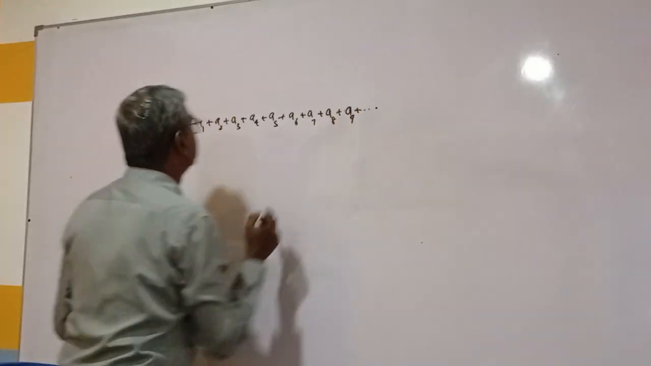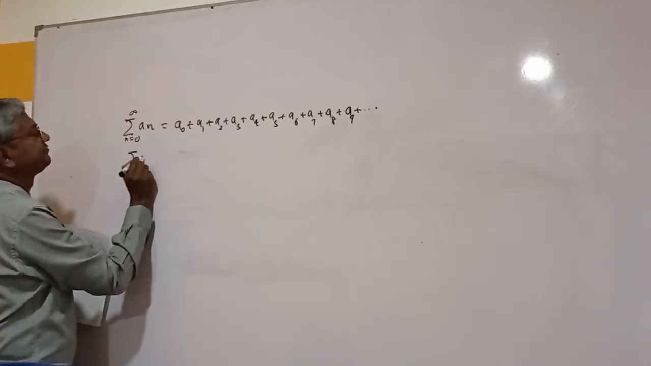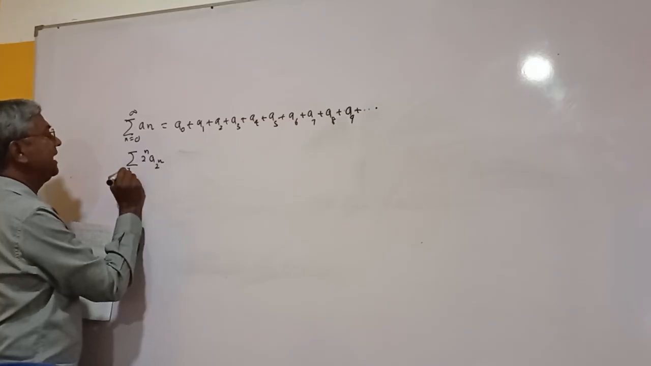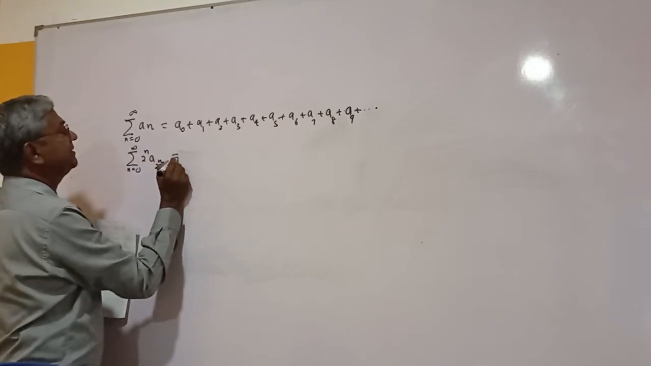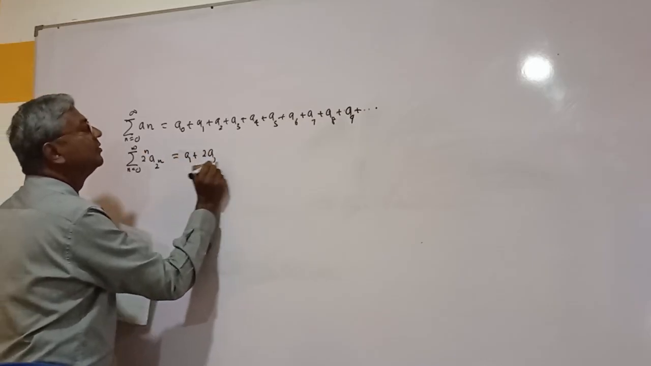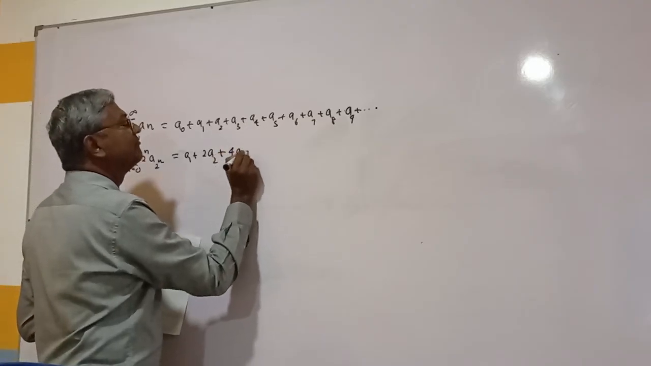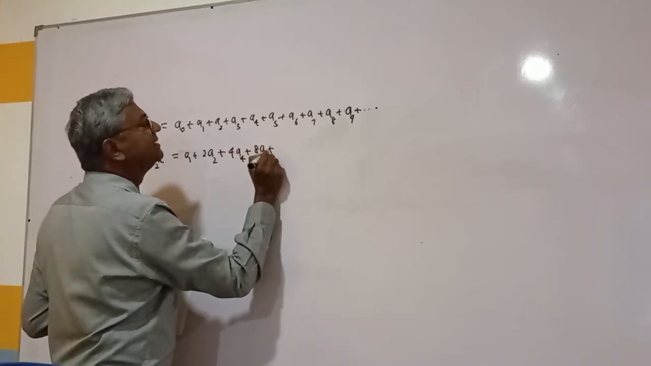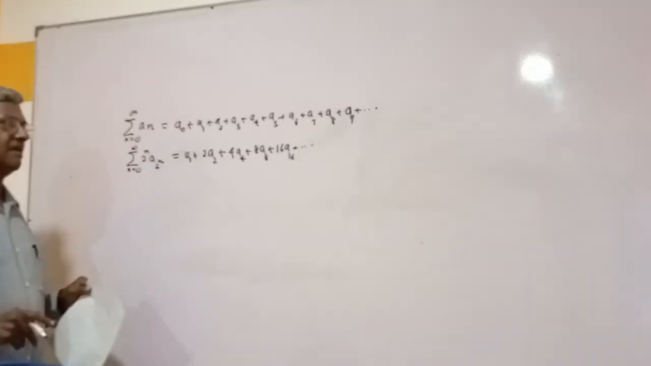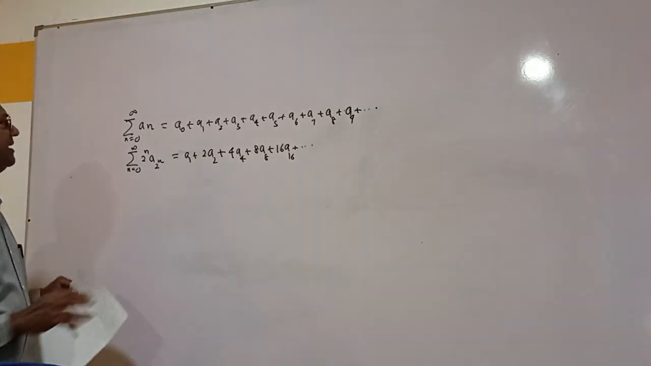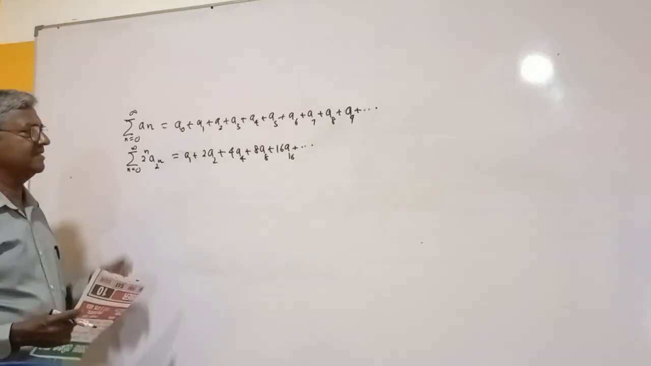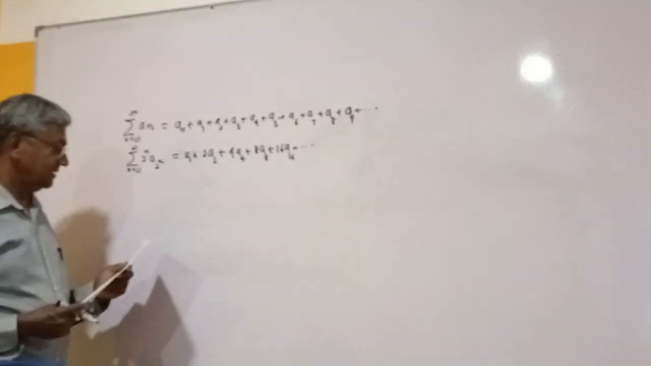This series. And the other series is the sum of 2^n A_{2^n}. If you put n equals 0, you get A1, then 2A2, 4A4, 8A8, 16A16, like this. What the theorem says, both of them are either convergent or both of them are divergent. One series converges if and only if the other series converges.